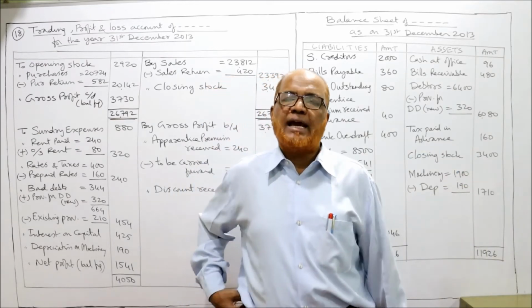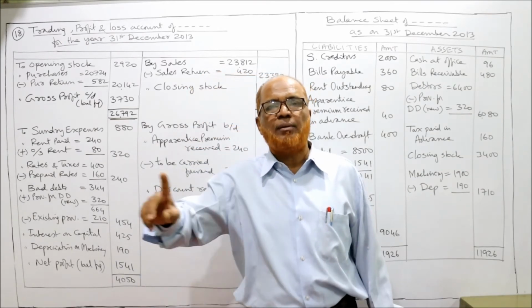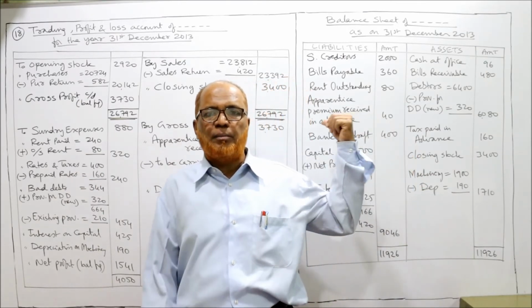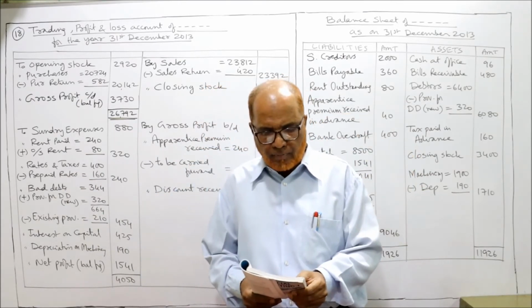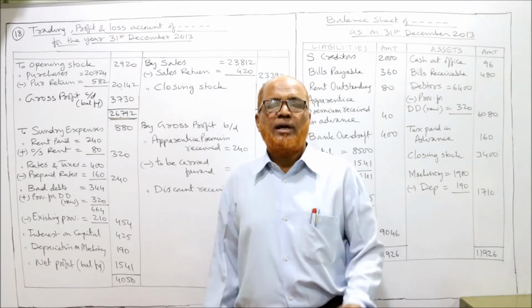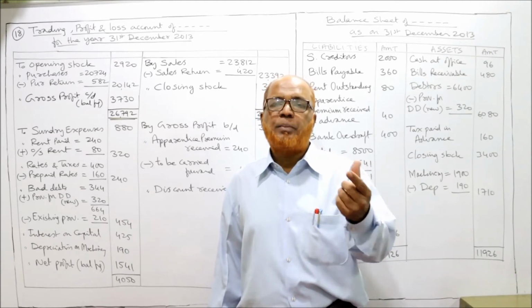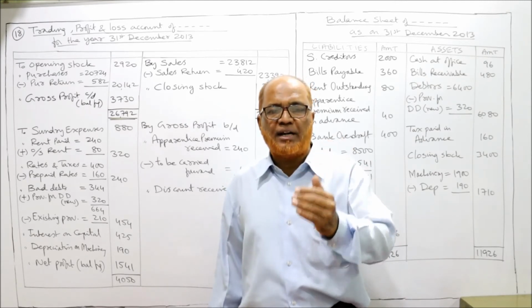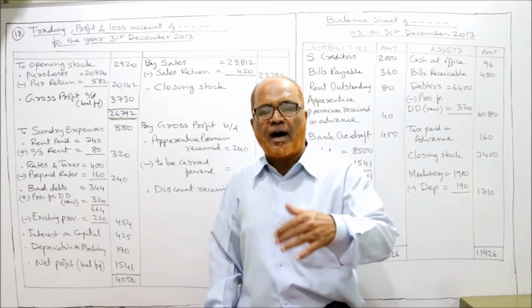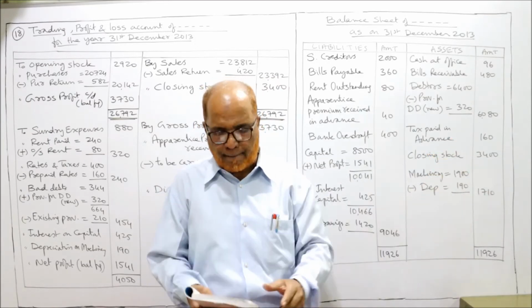Rent due was 80. Due means outstanding. So this outstanding rent will be added to rent in P&L account. Again outstanding rent will be shown on the liability side. Taxes of 120 rupees were paid in advance. So taxes are paid in advance, prepaid. This prepaid taxes will be deducted from rates and taxes on the debit side of P&L account. And again that prepaid taxes will be shown on the asset side.